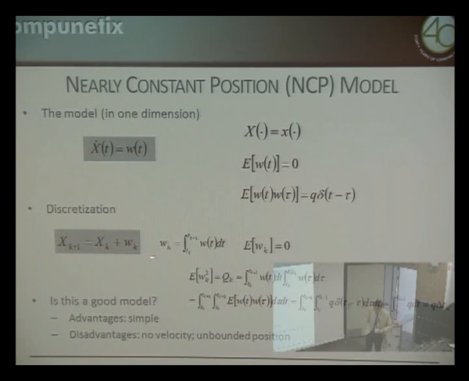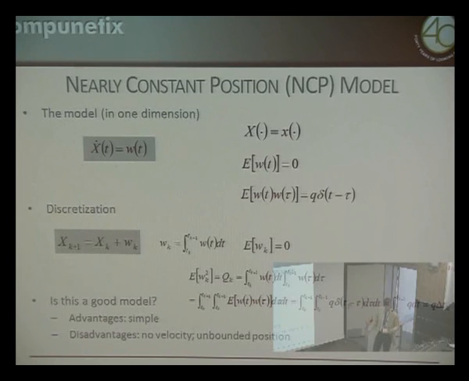Why? So that when you write down a discrete time model, you have the right dependence as a function of time. And in particular, with this nearly constant position model, if we discretize, so we integrate both sides, what do we get? Well, we get that the position of the object at time k plus 1 is what? It's the position at time k plus a perturbation. How much perturbation? Well, it's a zero mean perturbation, and it has a variance that grows linearly in time. So is this a good motion model?